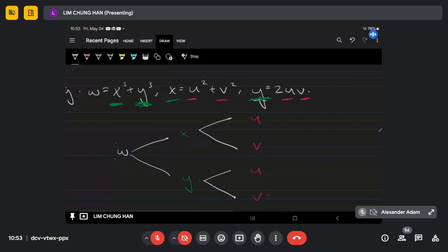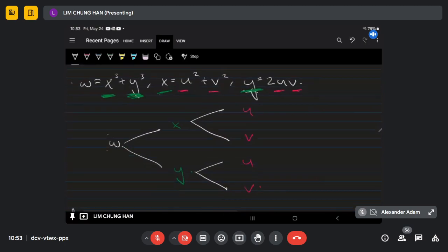Okay, so w is related to x and y. That's why you branch w out to x and y. Next, x is related to u and v. That's why you have to branch out u and v from x. Y is also related to u and v. That's why y in the tree, x and y have to branch out to u and v as well. Is that clear?